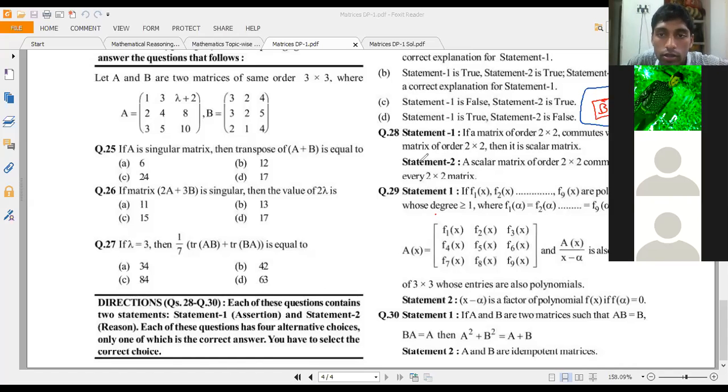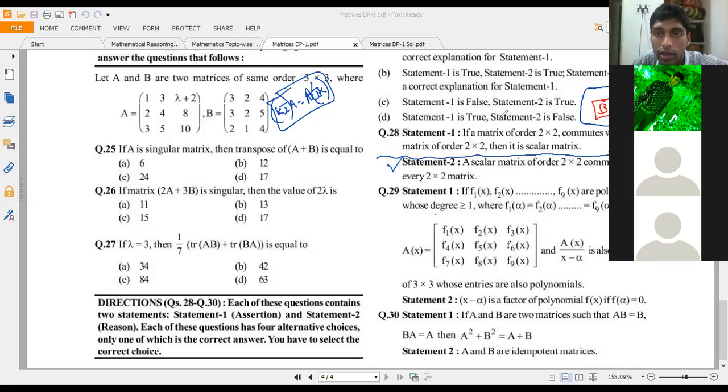No. Statement 2 is telling if a matrix is scalar then it commutes, which is always true. We explained this property in class. This is always true. Scalar matrix commutes, so it is still true. This is what is being told in the second statement. First statement is something different.